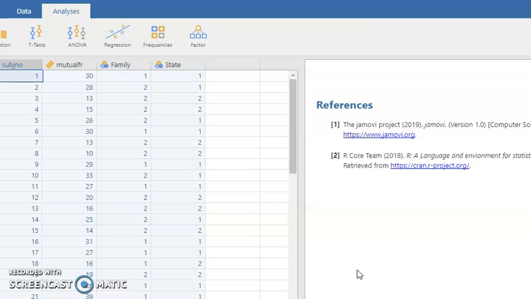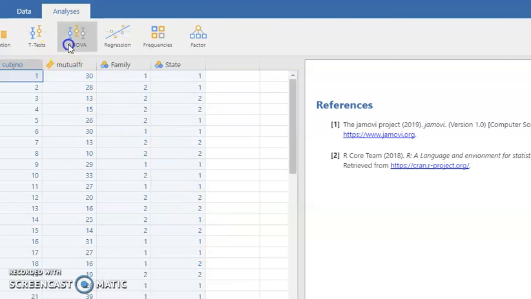So this lends itself to a between subjects two-way factorial ANOVA because we've got two factors, or two IVs, each with two levels. And it's a between subjects design. You are either friend or family. You either live in Arizona or you don't. And then, of course, the dependent variable is the number of mutual friends we have in common.